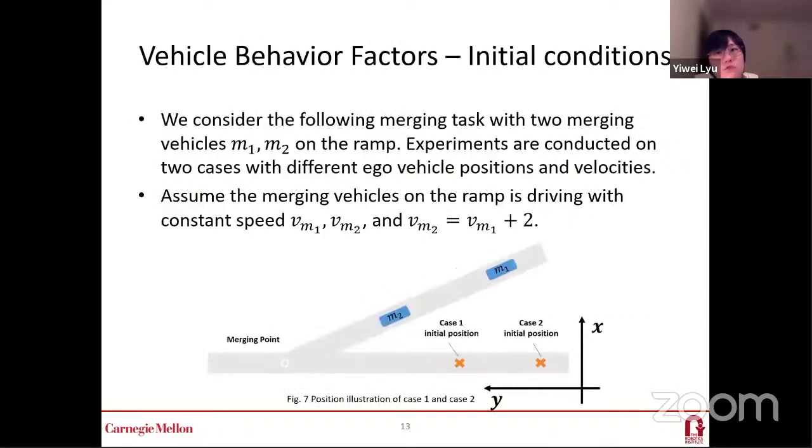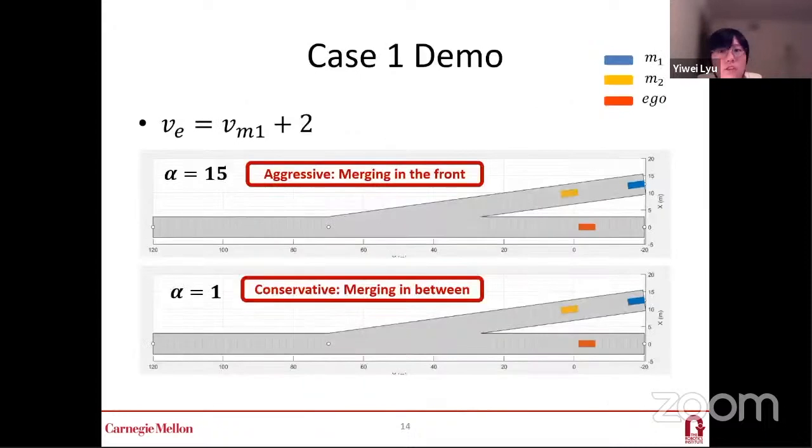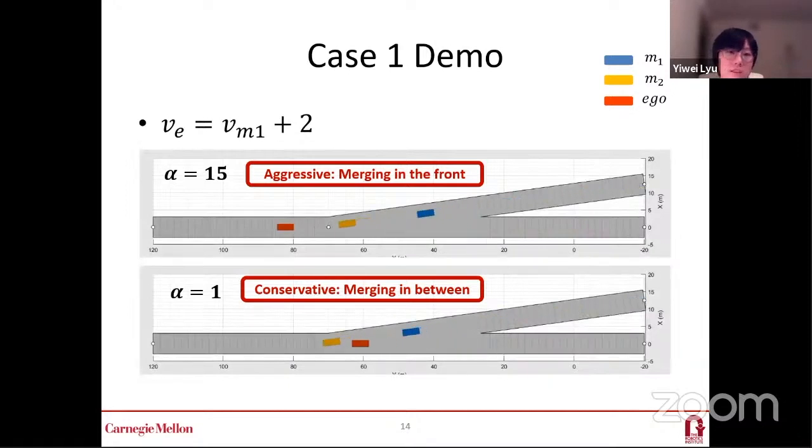The second factor we are going to talk about is the choice of initial conditions of the ego vehicle. Here we consider the merging task with two merging vehicles on the ramp. And we run two cases where we give the ego vehicle two different initial conditions, including position and velocity. Here's case one. Now we see what happened if we use the aggressive driving strategy and the conservative driving strategy. In this case, the aggressive driving strategy makes the ego vehicle merge in front of the first merging vehicle, while the conservative strategy makes the ego vehicle merge in between the two merging vehicles.